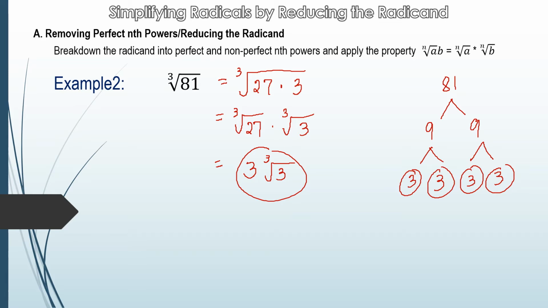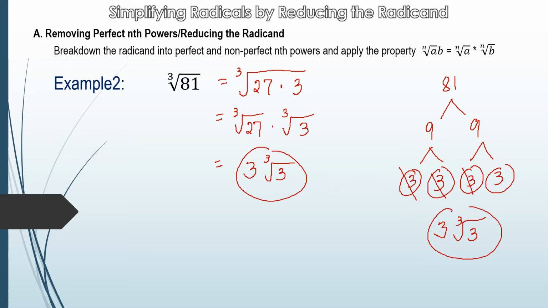So since we are looking for the cube root of 81, we need to identify 3 same prime factors. 1, 2, 3. So we're going to write it once, and then the factor which has no pair will be left inside the radical sign.